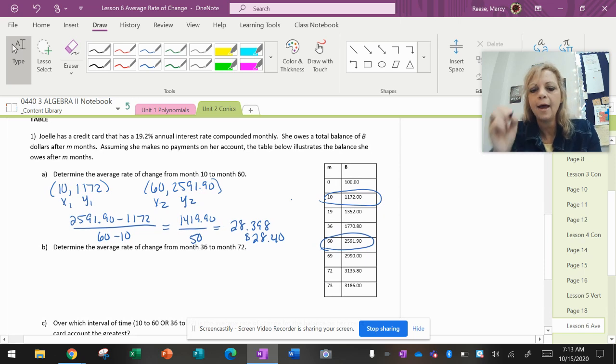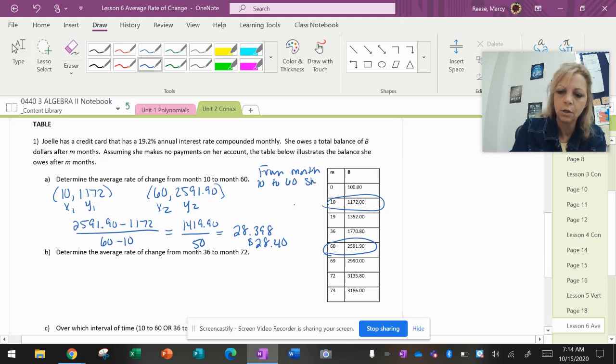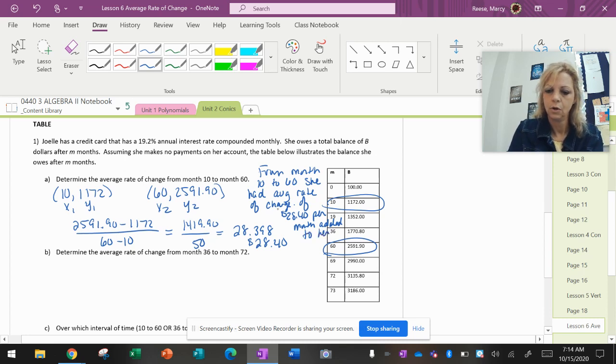Okay, so if they ask you to describe this, I'm going to write this one down so that you can see. You have to note that it is from month 10 to 60. From month 10 to 60, this is a girl, right? She had an average rate of change of $28.40 per month added, because it's increasing, to her balance.